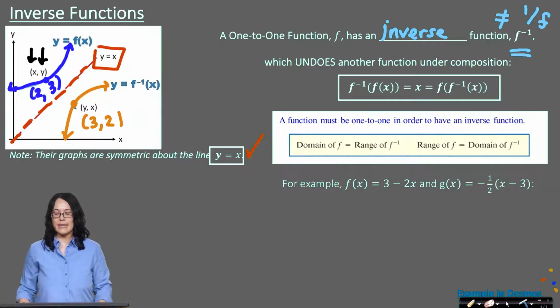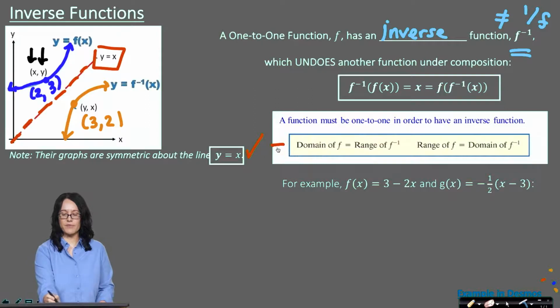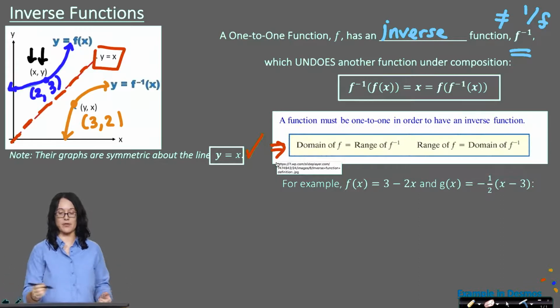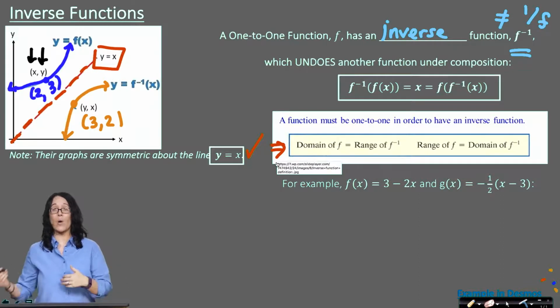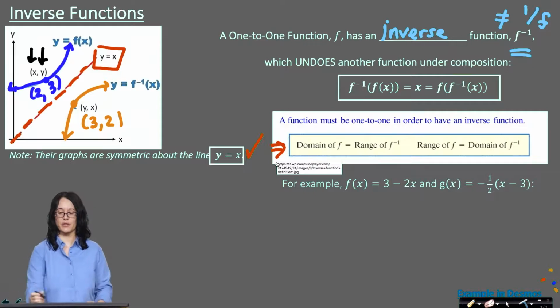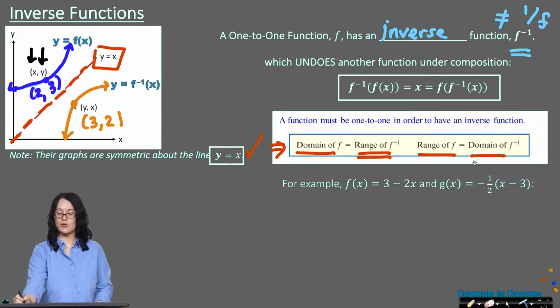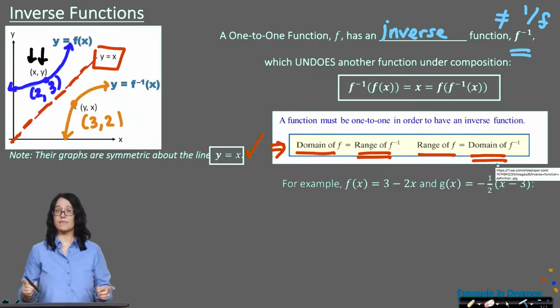Now, another thing I've mentioned already is that if you've switched x and y, your domain and your range have swapped in the function's graph. So the domain, the x values for the original function, are now the y values for the inverse function. So the domain of f equals the range of f inverse. Similarly, the y values, or the range of the function originally, is now the domain of the inverse function. So if you're going to truly have an inverse function, their domain and their range should have swapped. Okay? And finally, one more trick.